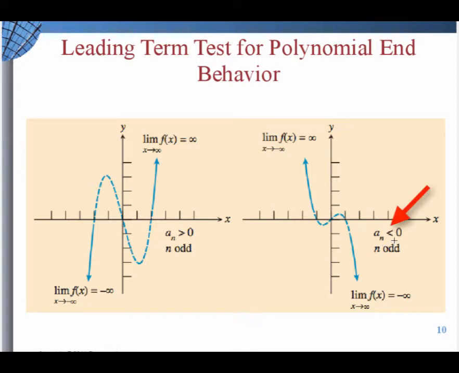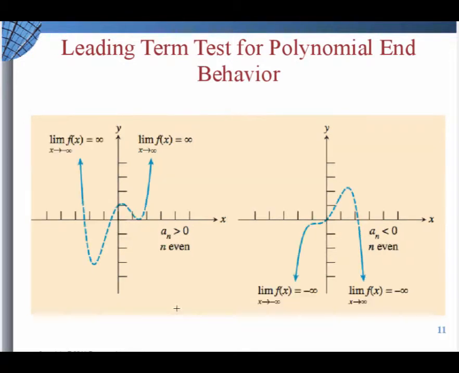And if a sub n is negative and n is odd, leading coefficient negative, as x goes to negative infinity, so as we travel out this way on the x-axis, the curve is going upward, so its limit is positive infinity. Okay, so those values of the function increase without bound as x gets infinitely small. And as x goes to positive infinity, the limit of our function is negative infinity. So the values of the function decrease without bound as x gets infinitely large.